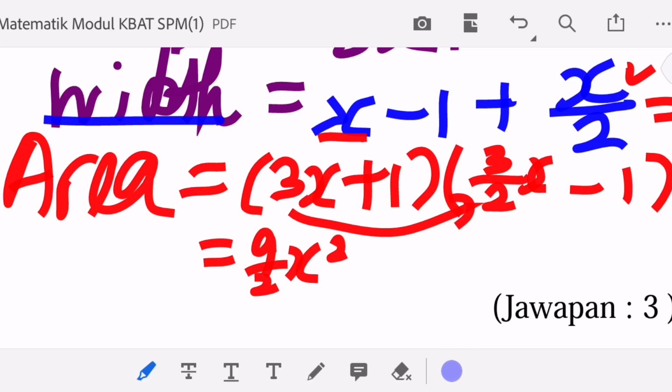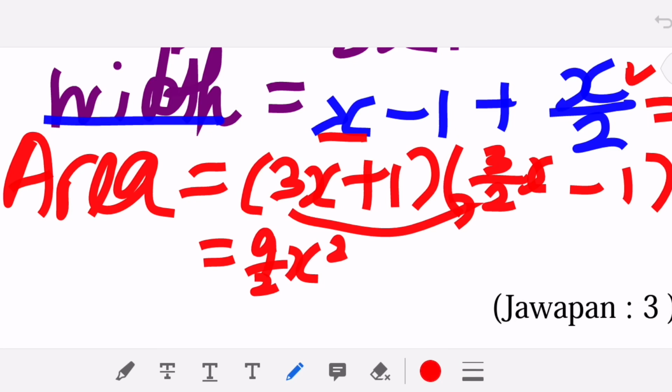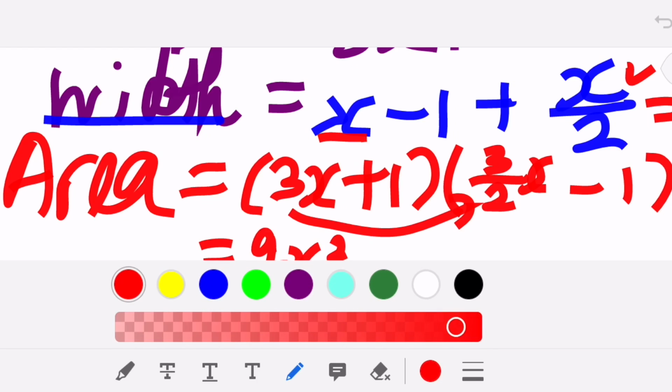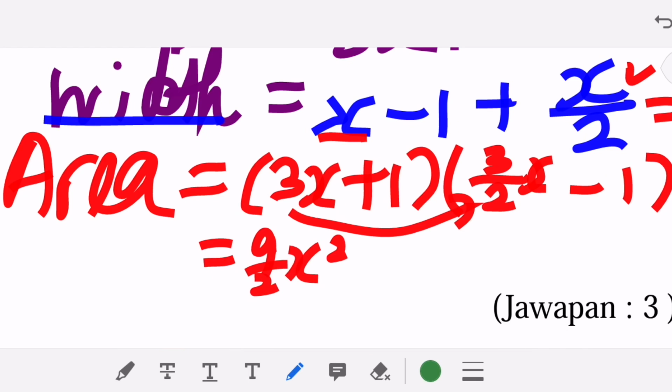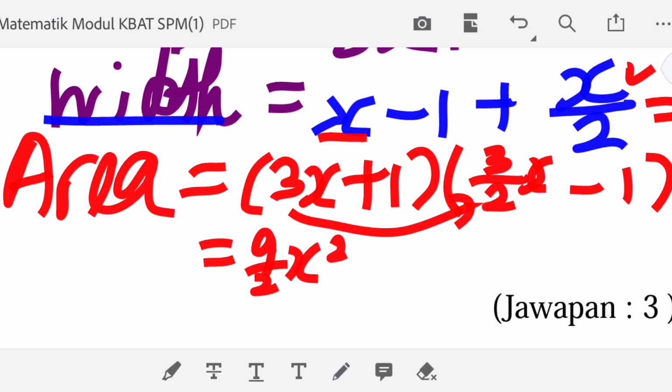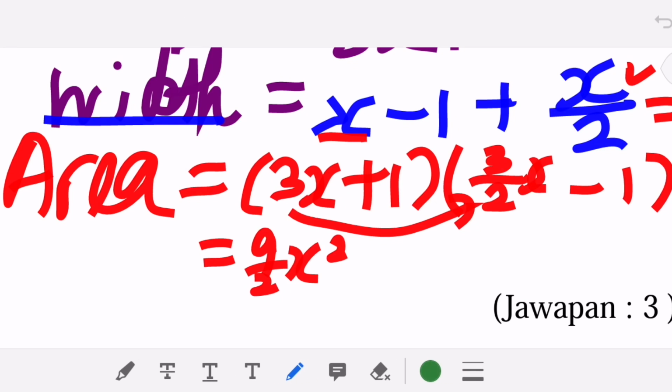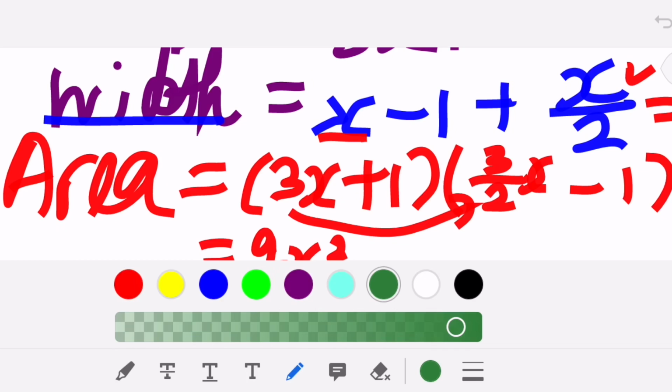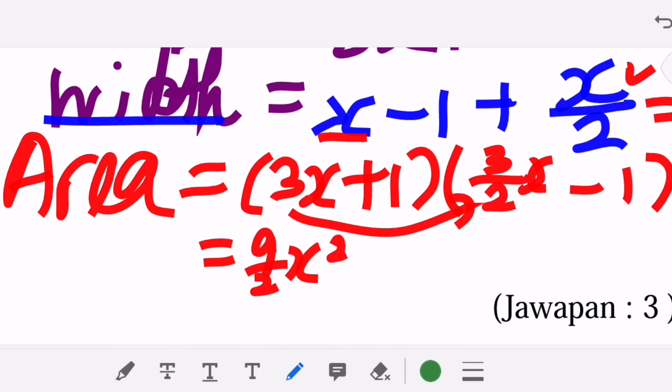And then you have 3x times the negative 1. I'm going to draw the arrow so that we won't miss out any of the terms. So we will take 3x times the negative 1. Draw the arrow so that you won't make mistakes. And then you will have to expand 4 times, so that means you should draw 4 arrows. Okay, you should have 4 arrows. Clear?